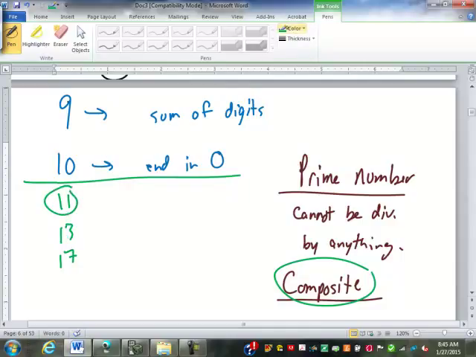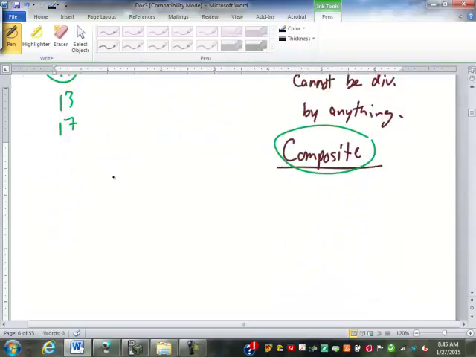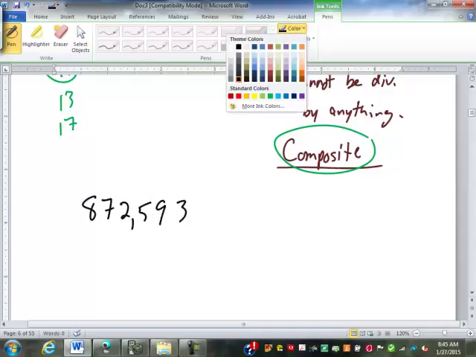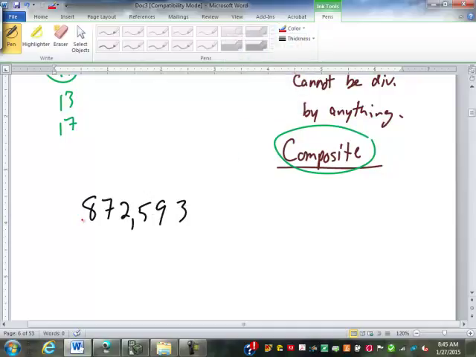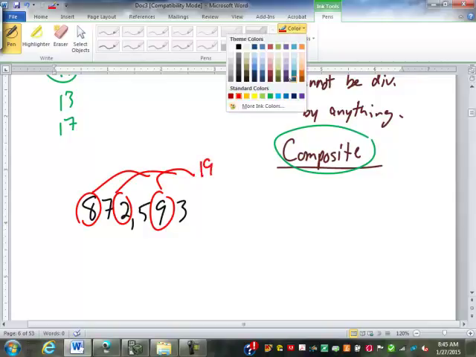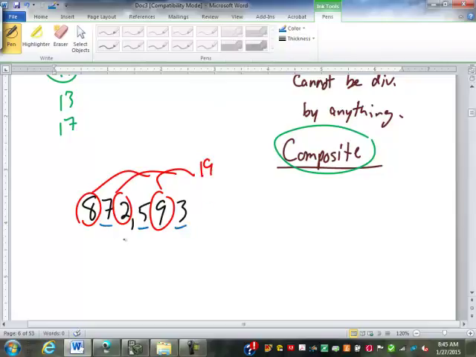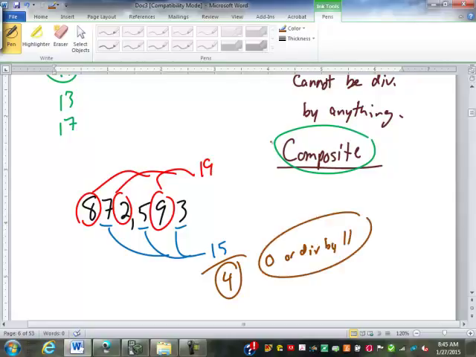For example, let me show you the rule for 11. I'll give you a number here, 872,593. To tell if that is divisible by 11, you take every other digit, 8, 2, and 9, you add them together. What do we get? 19. Then you take the rest of the digits, the 7, 5, and 3, add them together, and you get 15. The difference between those is 4. If that difference is either 0 or divisible by 11, then the whole number is divisible by 11. So this number is not divisible by 11.